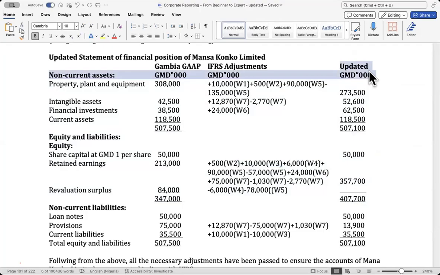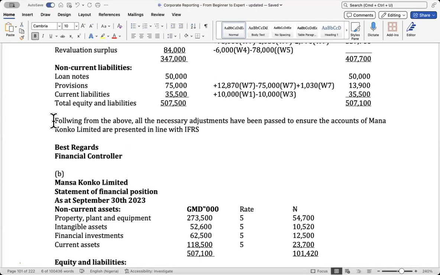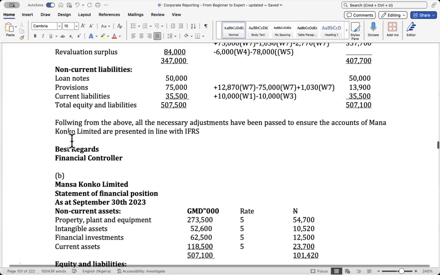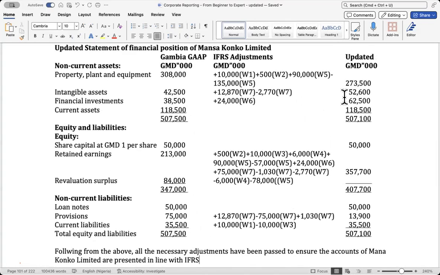And the reason why you need this, and I said I need to close, is because this is part of my report. I said, following from the above, all the necessary adjustments have been passed to ensure the accounts of Mana Konko Limited are presented in line with IFRS. Best regards, Financial Controller. You can sign if you want. And you will see that the updated figure is still balanced. Total assets is still equal to mine. It has to balance, because double entry is what you are passing.